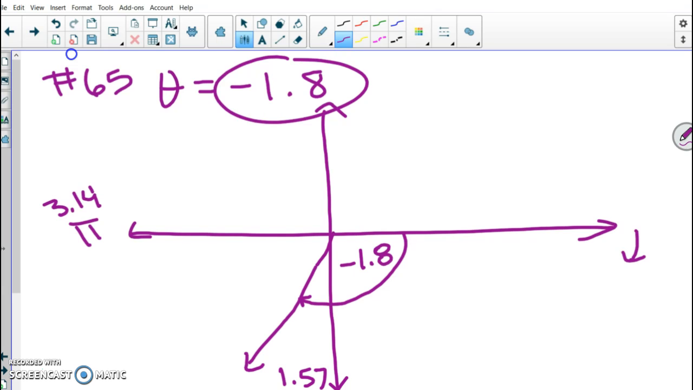And what we need to think about is this reference angle. Well, we know this entire negative angle to pi, what we're looking for is the difference between pi and that 1.8 value. And if we do that, we should get the reference angle 1.34.